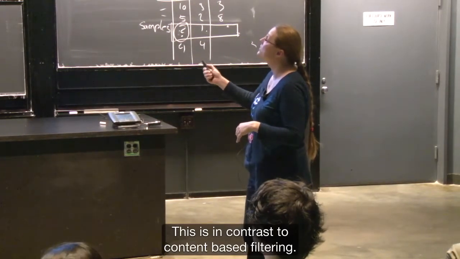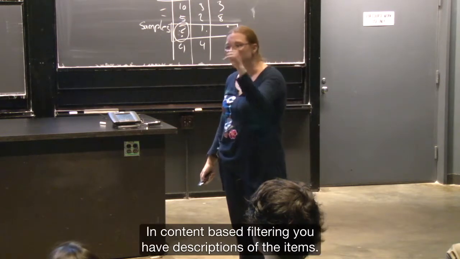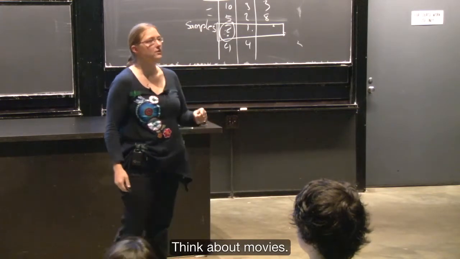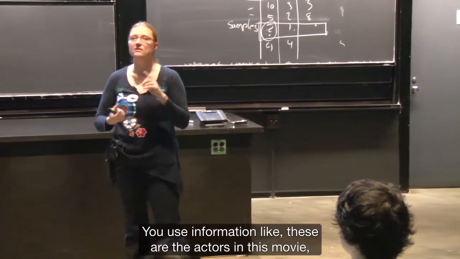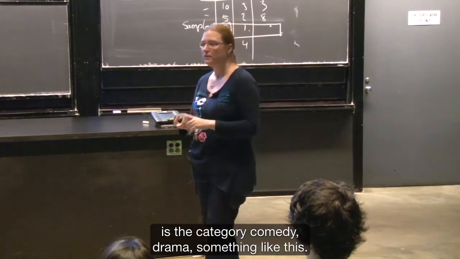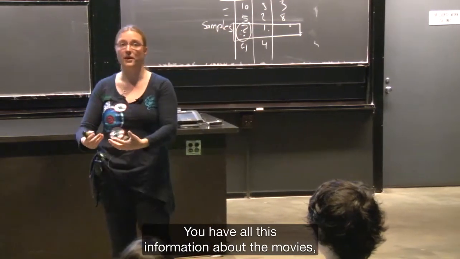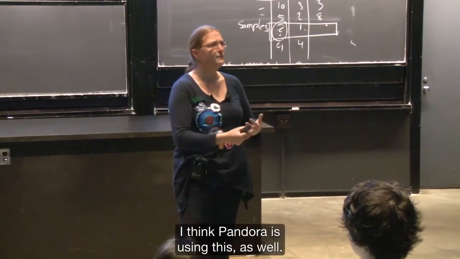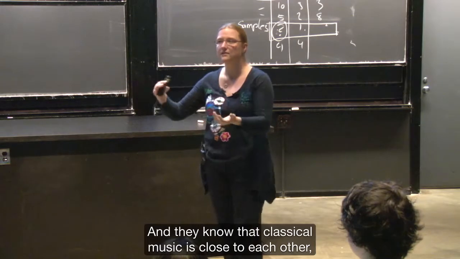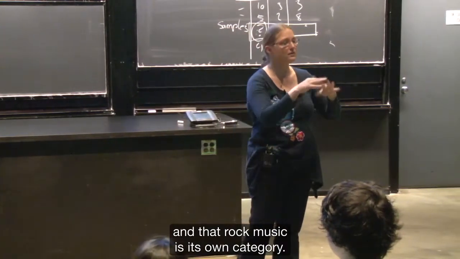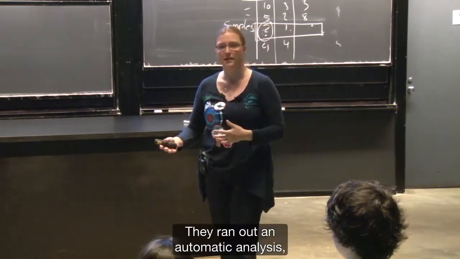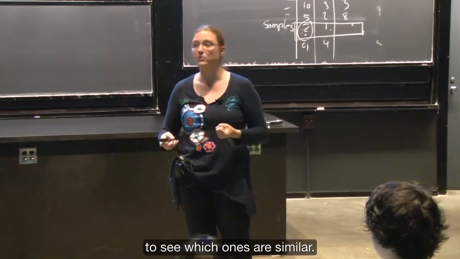This is in contrast to content-based filtering. In content-based filtering, you have descriptions of the items. Netflix, think about movies. You use information like, these are the actors in this movie, this is who wrote the script, this is the category, comedy, drama, something like this. You have all this information about the movies and you want to use them. I think Pandora is using this as well. They have all these descriptions of music, and they know that classical music is close to each other and that rock music is its own category. So they know for each song what it is like, what the speed is. They run automatic analysis and extract features from the songs to see which ones are similar.